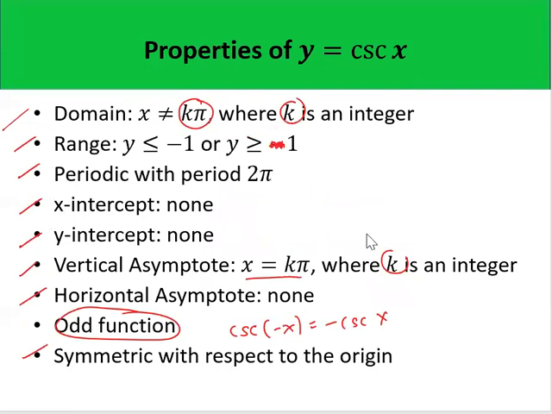So this ends our video about the graphs of the six trigonometric functions and their properties. There will be a separate video for the discussion of graphs of the sine and cosine function that involves shifting of points.